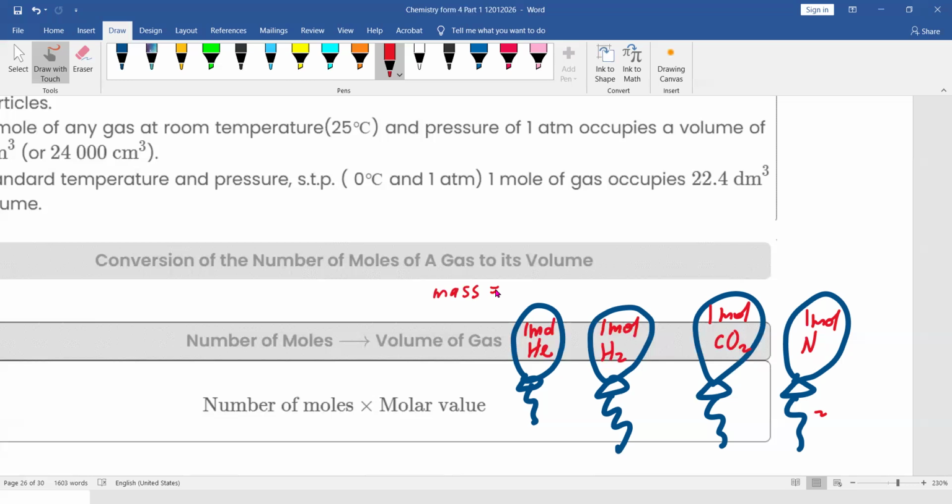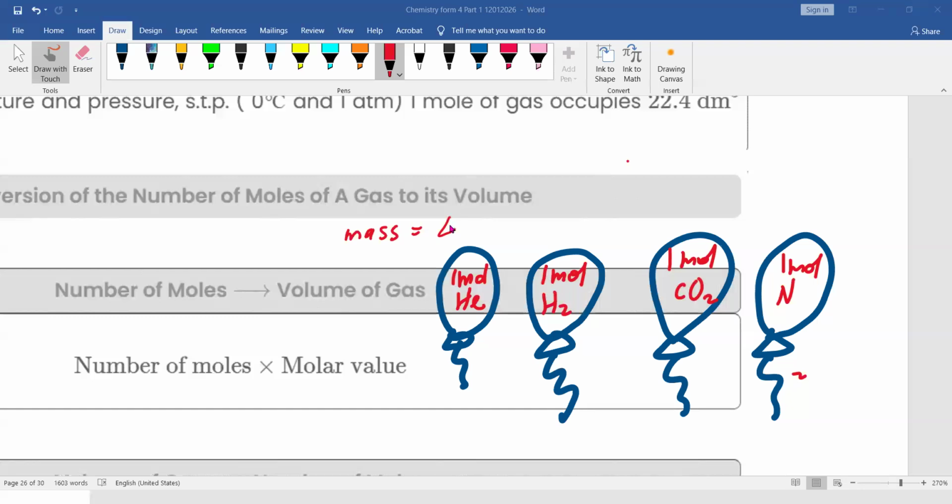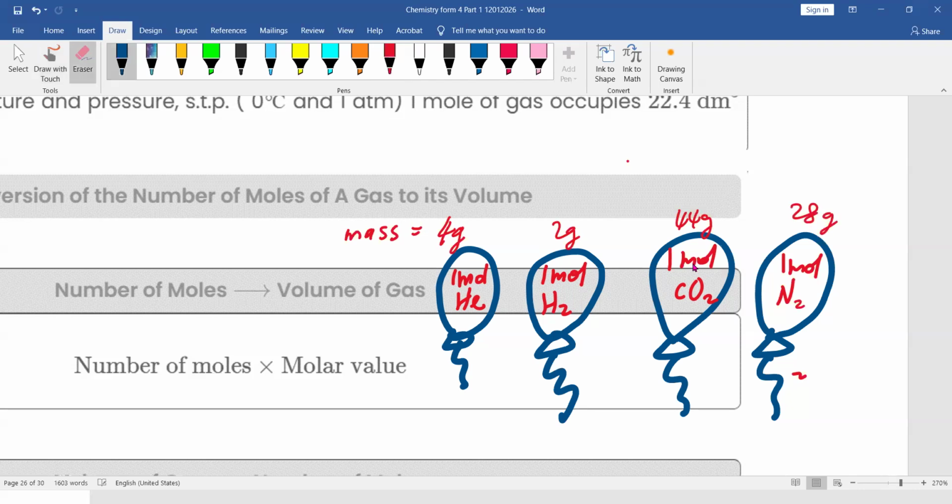Are you done? Are you done? No. Yeah, yeah. Okay, this is 4 grams, right? 2 grams, 44 grams. Sorry, 28 grams, right? Okay.